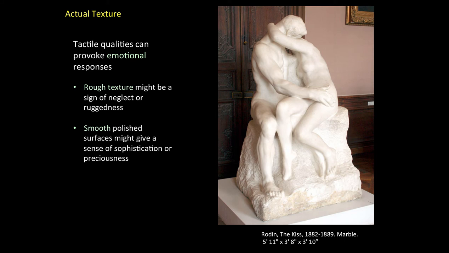Here's another one, actual texture. The roughness or the smoothness of it can give more of an emotional quality. So rough texture might be ruggedness or neglect. Smooth or polished might be sophistication or preciousness. In this particular polished marble, we see The Kiss. I think a lot of people know this image.